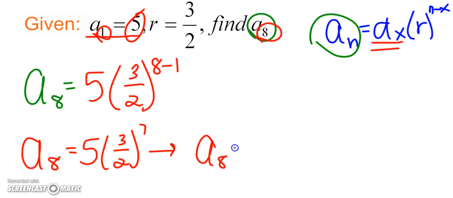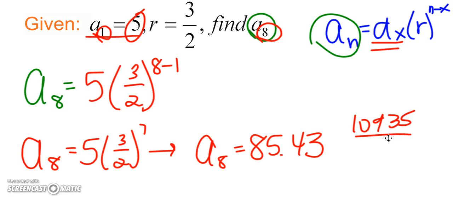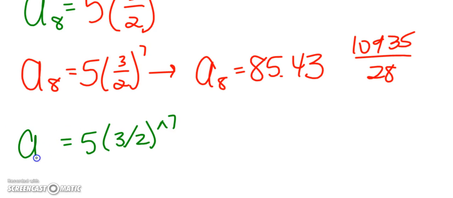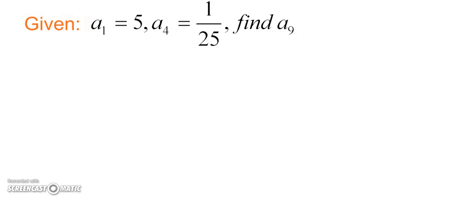So a sub 8 is going to be equal to 85.43, or 10935 over 128. Now, to put that in your calculator, you want to type 5 parentheses 3 divided by 2 close parentheses to the 7th. I don't have a calculator on this computer, and I apologize for that. Okay, you should know how to convert decimals to fractions in your calculator.